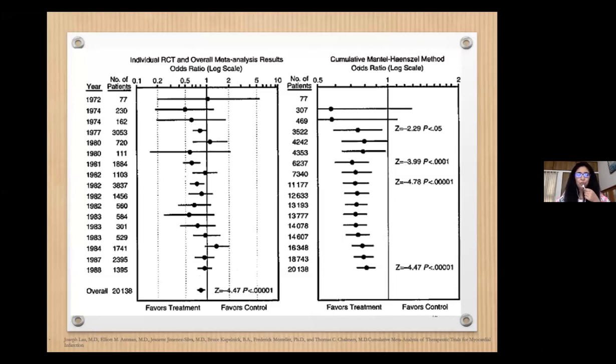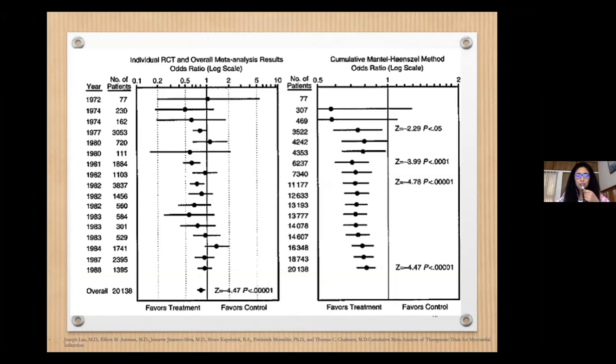Now, if we do a cumulative meta-analysis of the same trials, you can see the sample is getting added. So it is 77, then the next trial is added, so 307, then 162 is added, it becomes 469.